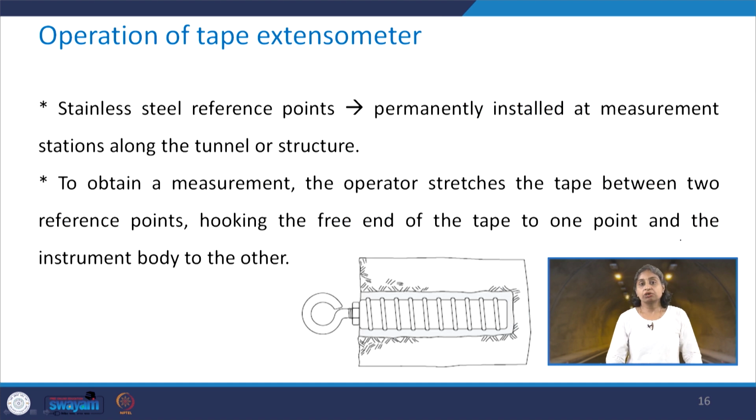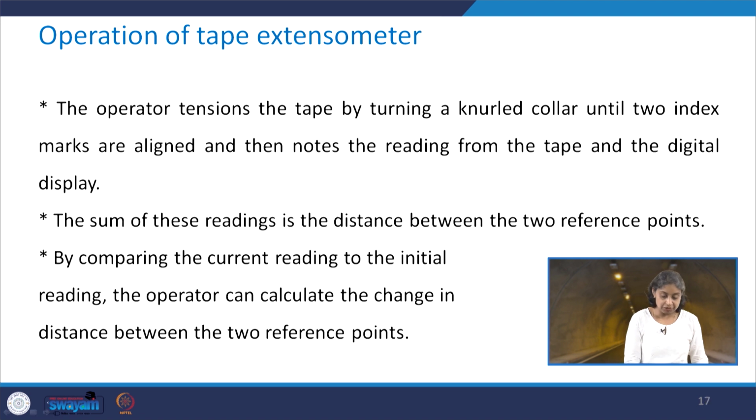How does the operation of the tape extensometer take place? We have these stainless steel reference points which are permanently installed at a measurement station along the tunnel or the structure. Now to obtain a measurement, the operator stretches the tape between the two reference points, hooking the free end of the tape to one point and the instrument body to the other, as I just explained to you.